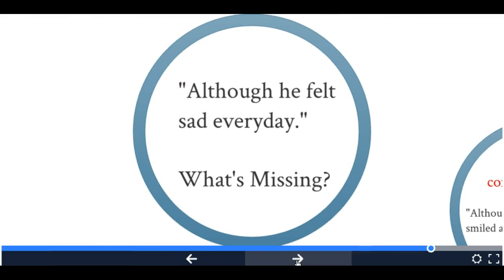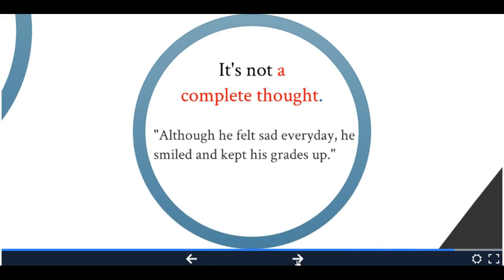Although he felt sad every day. What's missing? Really, what's missing is both. Although he felt sad every day, he smiled and kept his grades up. Or, although he felt sad every day, I didn't care. Whatever it is, when you start a sentence with a word like this, you're going to have to add a whole subject and verb later. He is your subject; smiled and kept are the verbs.